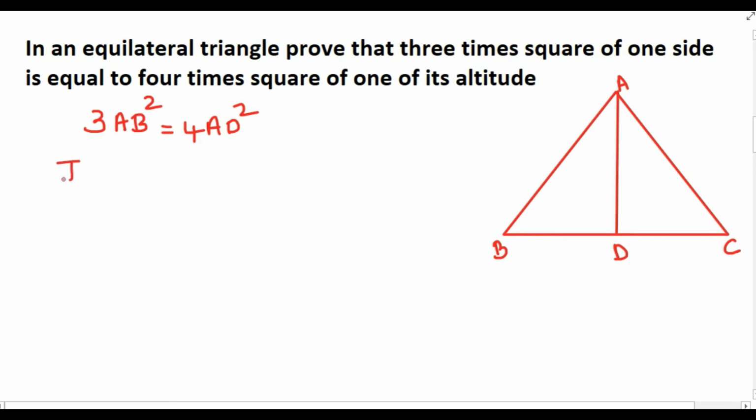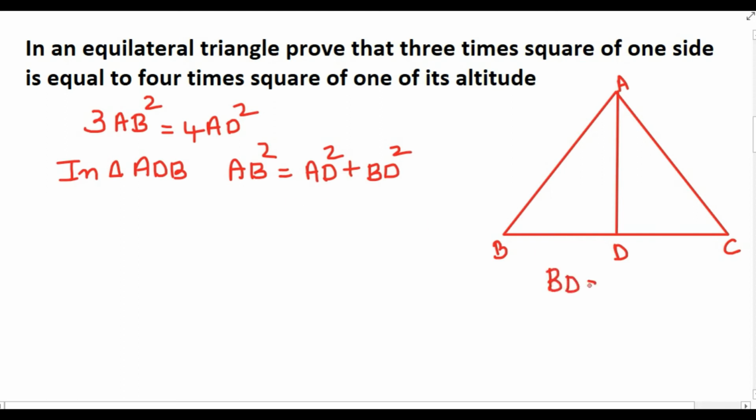For this, I will take the triangle ADB. By Pythagoras theorem, I can write AB square is equal to AD square plus BD square. In the question, AB and AD is only there. So AD square plus BD square. Now we need to remove this BD. And we know that BD is nothing but half of BC, because in an equilateral triangle, the perpendicular drawn from the vertex to the opposite side divides the opposite side into 2 equal parts.